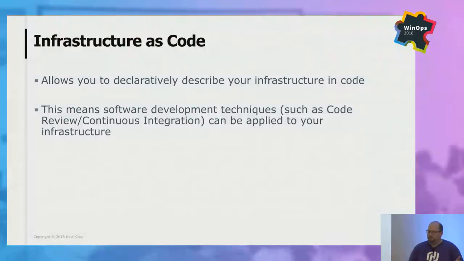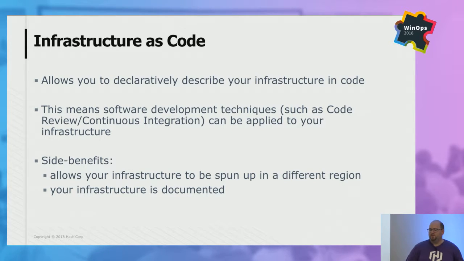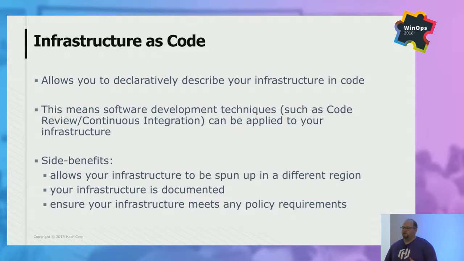Just to kick off, I want to cover what infrastructure as code is, just to get us all on the same page. Infrastructure as code allows you to declaratively describe your infrastructure as code, such that it's reproducible at any point in time. This means you can apply standard software development techniques to it, like code review, CI, and CD if you want, which helps. A side benefit is this allows you to migrate to different regions as you need to, and your infrastructure is documented, and it ensures that your infrastructure meets any policy requirements as well. This last one's particularly useful.